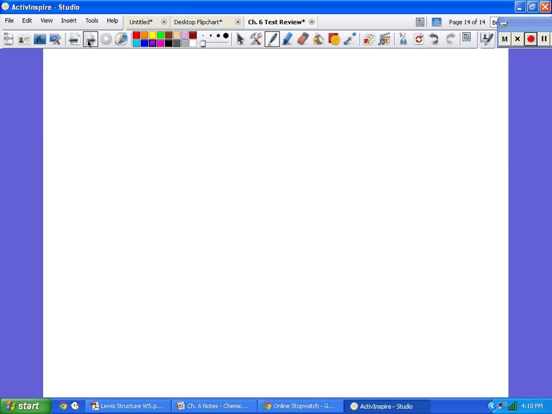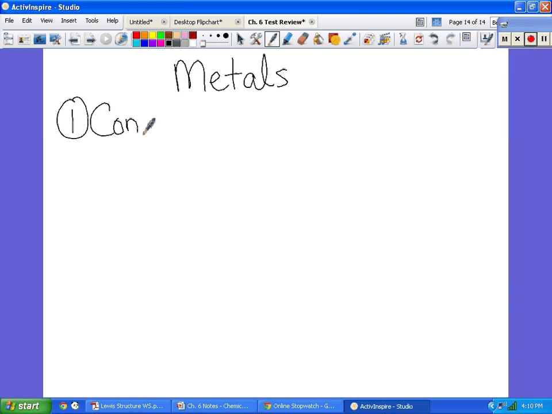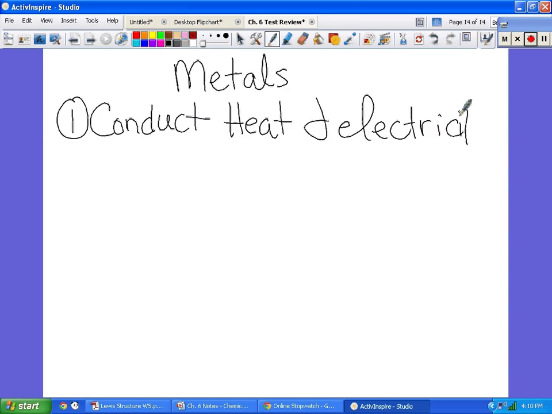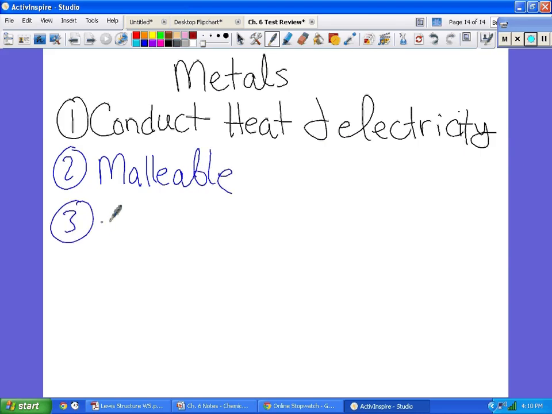All right, the next one. Know the properties of metals. They conduct heat and electricity. I know I miswrote that word. They conduct heat and electricity. Malleable. Ductile. Luster.